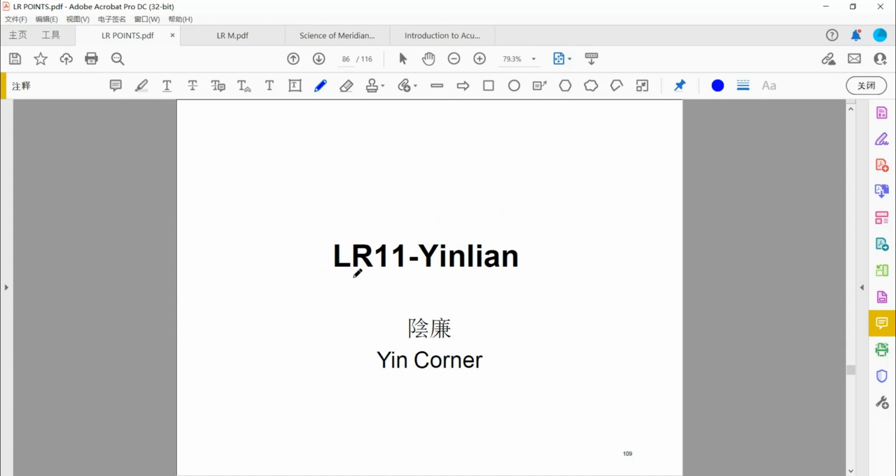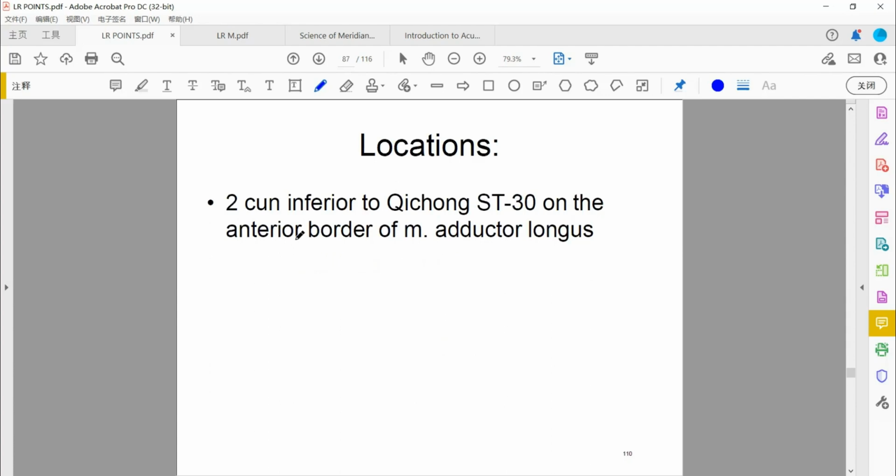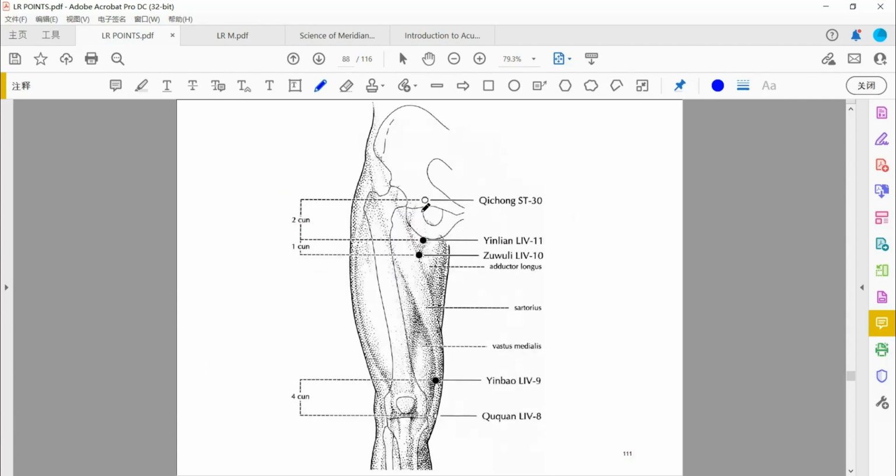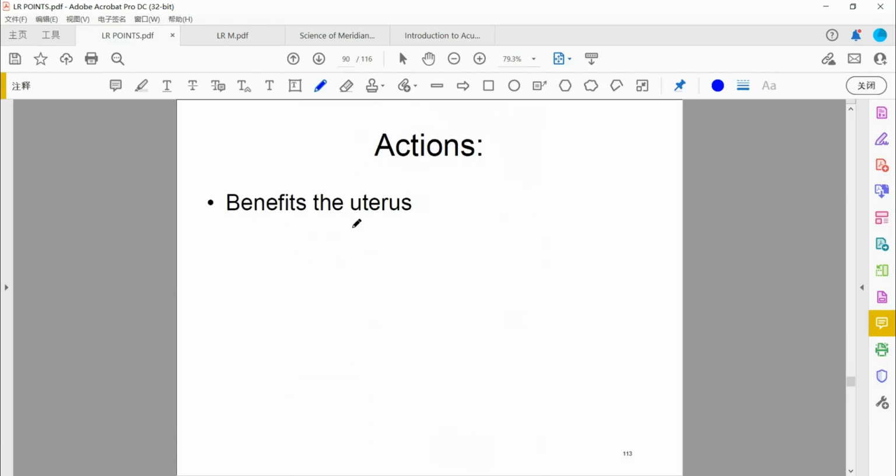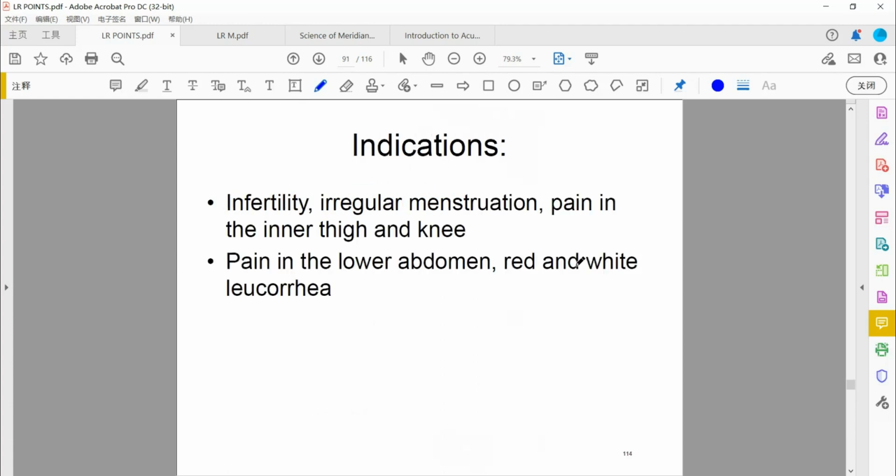Liver 11, Yinlian. 2 cun, right? Goes down 2 cun. This one 3 cun, this one 2 cun. But for the uterus, lower jiao, still the lower jiao. Menstruation, right? Thigh, knee, or abdomen, chorea. Still the uterus, the women's problem.